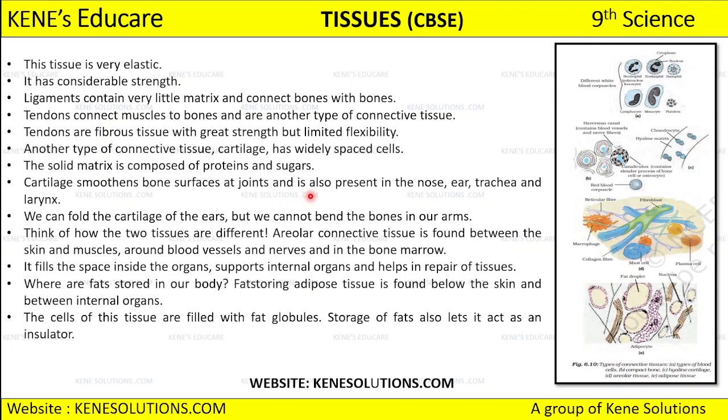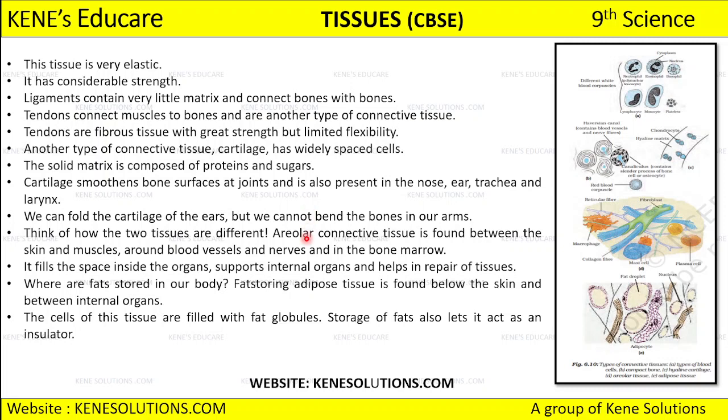Okay, so we can fold the cartilage of the ear, but we cannot bend the bones in our arms. Now we can fold the cartilage which is present in our ear, पर हमारे arms के अंदर जो cartilage है ना, we cannot bend that. Okay, so think of two tissues now which are different. दो tissues हैं हमारे पास, but both the tissues are different.